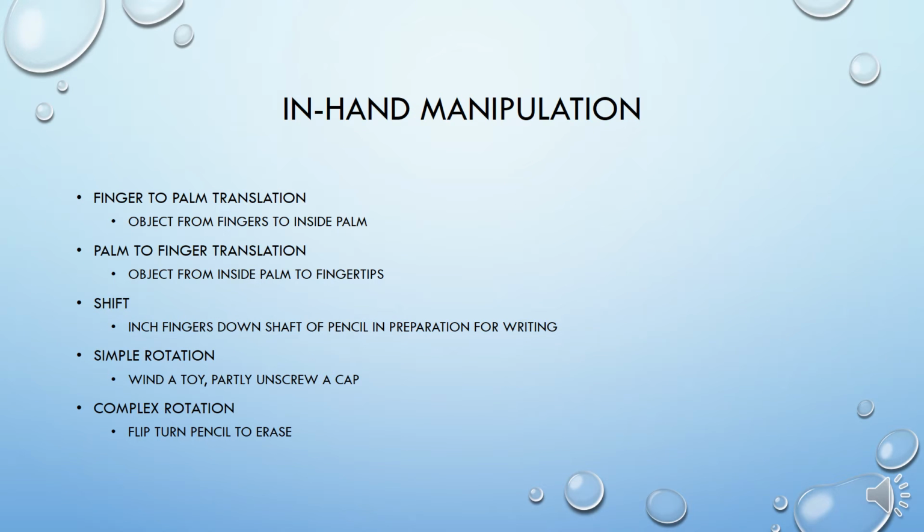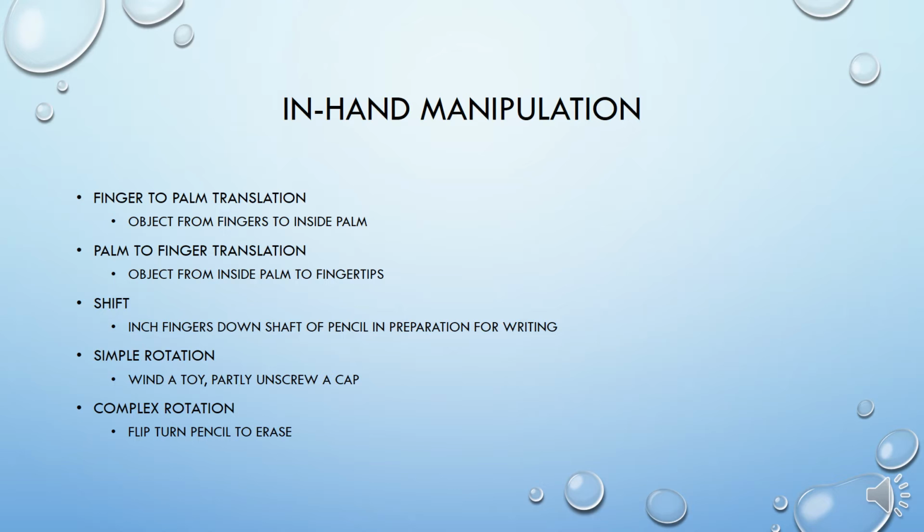Let's take a minute to talk about in-hand manipulation. In-hand manipulation is a set of different kinds of grasps that are achieved through using the intrinsic muscles, the small muscles in your hand. So they are inside your hand and you have to be using those muscles carefully.